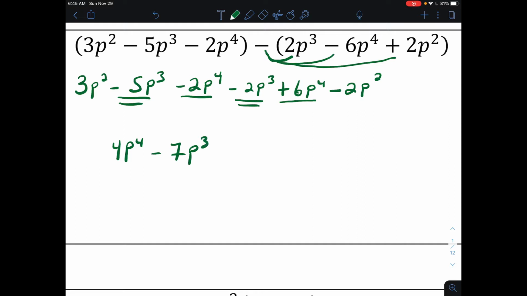And then our next highest exponent is p squared. So I have 3p squared and then a negative 2p squared. That's going to leave me with positive 1p squared. And then there's my final answer because nothing else is considered like terms.